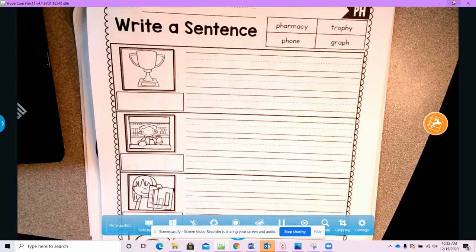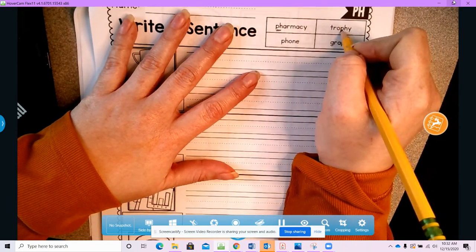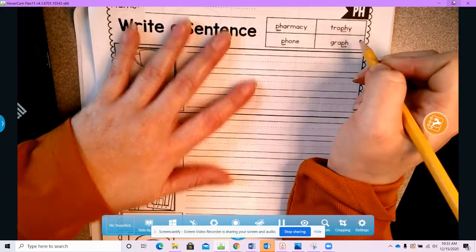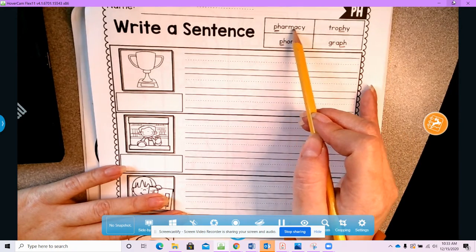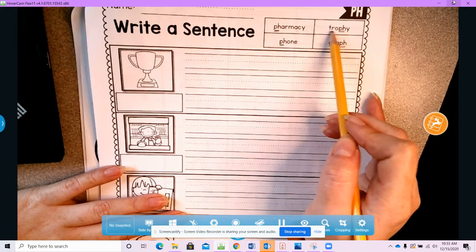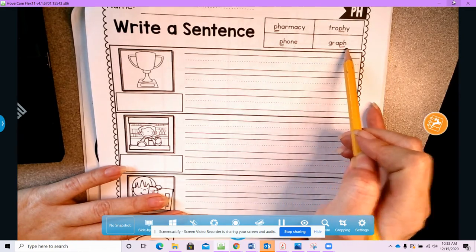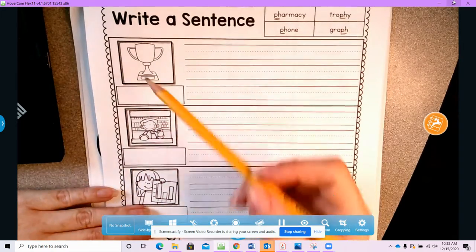And we have some words that have the PH sound. And we know that that sounds like /f/. So this word says pharmacy, trophy, phonograph. So we're going to write these words with the picture they belong with.